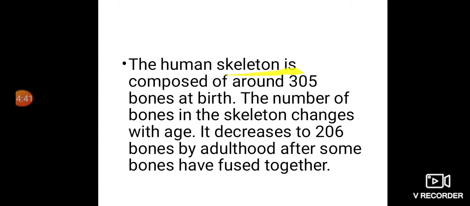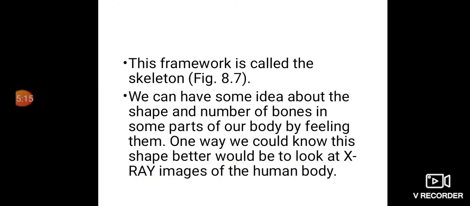So the human skeleton is composed of around how many bones? 305 bones at birth. And the number of bones in the skeleton changes according to age, and it decreases to 206 bones by adulthood after some bones have been fused together. So this framework is called the skeleton.